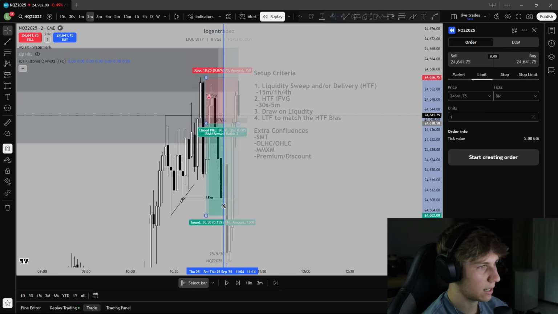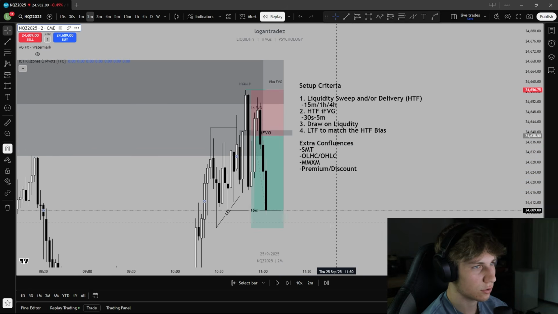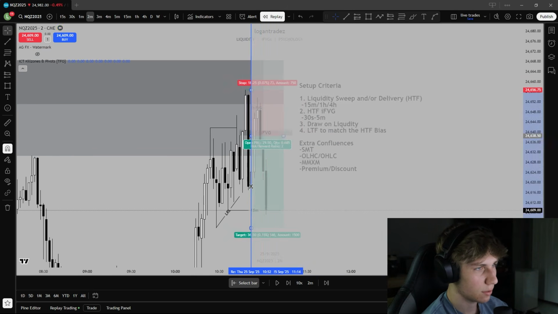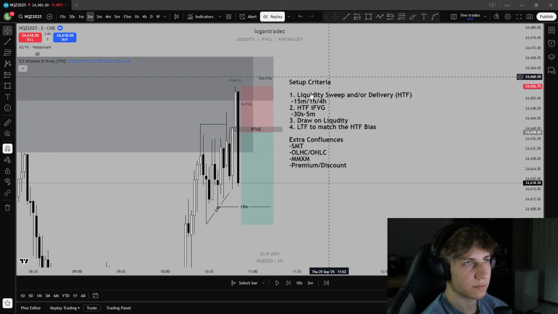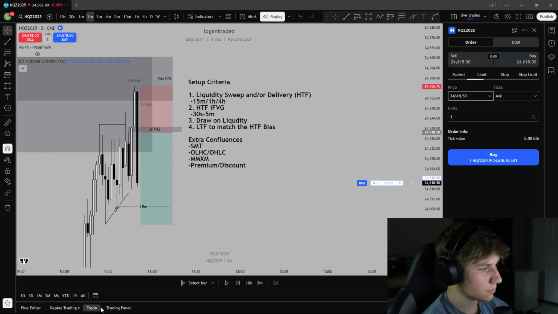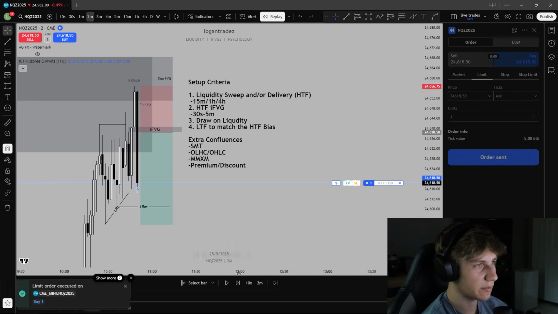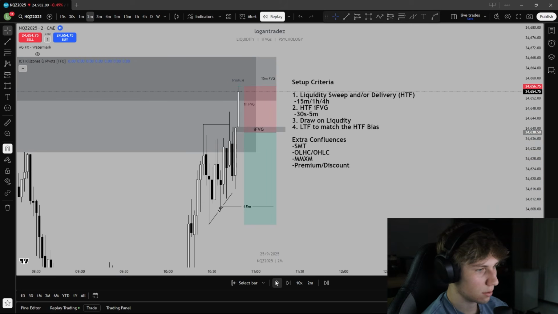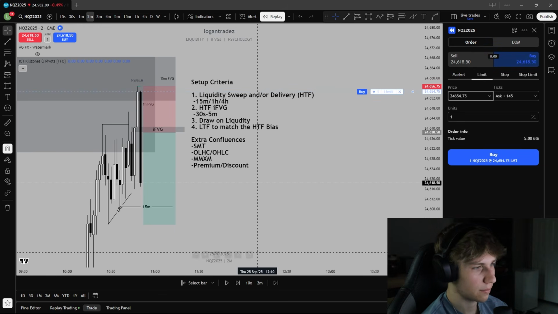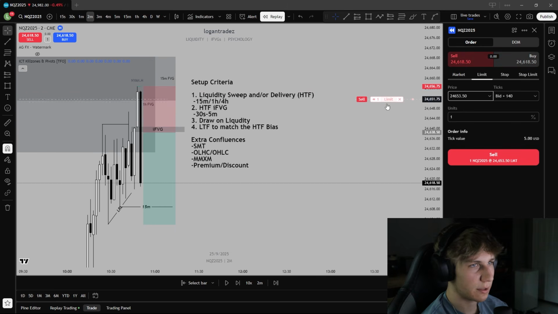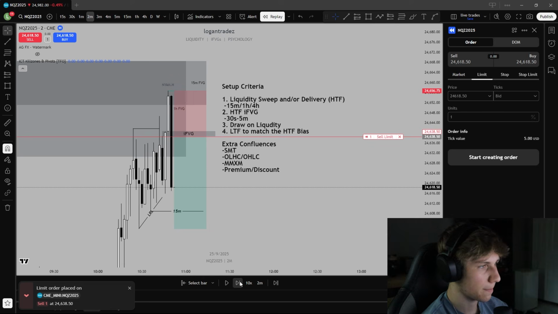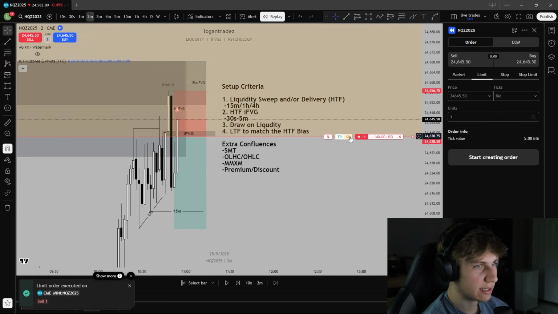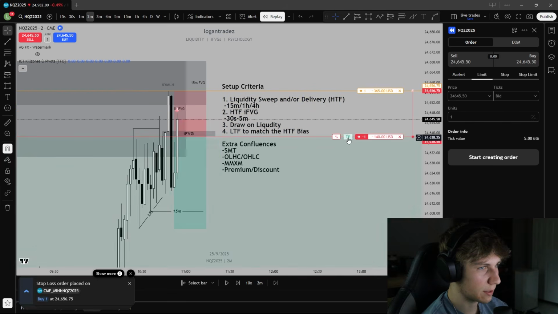Now, I have to re-put the trade in. Let me put this back in real quick. I'll show you the risk management. Nope. Okay. I put in the wrong order. Sell limit right here at the gap. You can see I get tagged in, stop loss here, TP here.